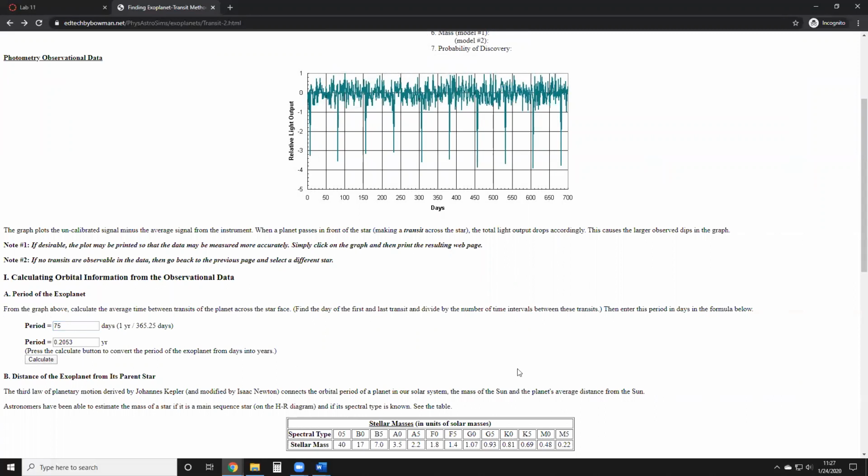Now we're going to use those 75 days to figure out how far away that planet is from its star. If you think back to Kepler's third law, the units for our time period has to be in Earth years, and that's what this has done. I took my 75 days, I hit calculate it, and it gives it to me in years. Okay.